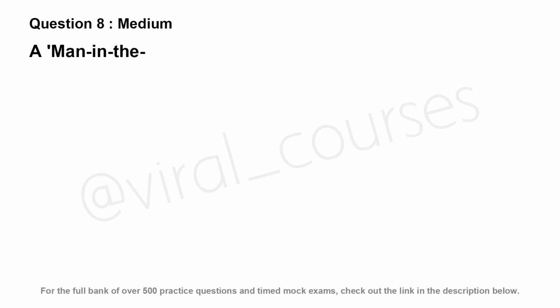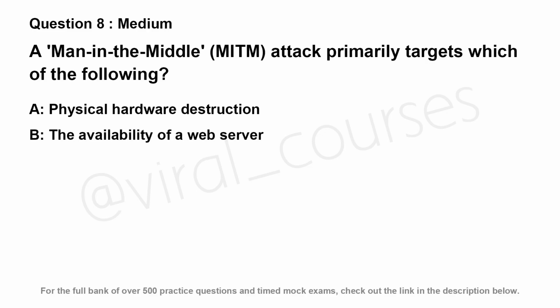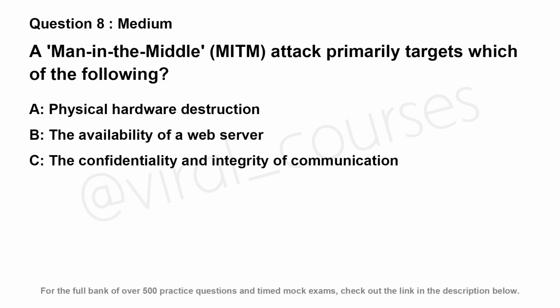A man-in-the-middle, MitM, attack primarily targets which of the following? Option A. Physical hardware destruction. Option B. The availability of a web server. Option C. The confidentiality and integrity of communication. Option D. The power supply of a data center.